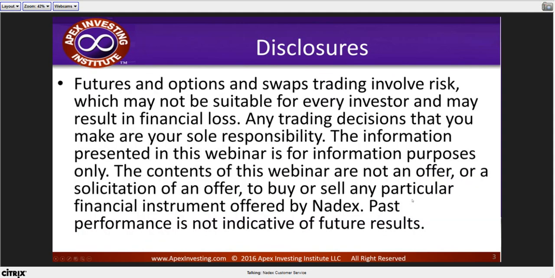This is a very important disclaimer right here. It's very similar, again, but it's important because there is risk. You need to remember that when you trade. Futures, options, and swaps involve risk. They may not be suitable for every investor, and may result in financial loss. Any decision you make is your responsibility.